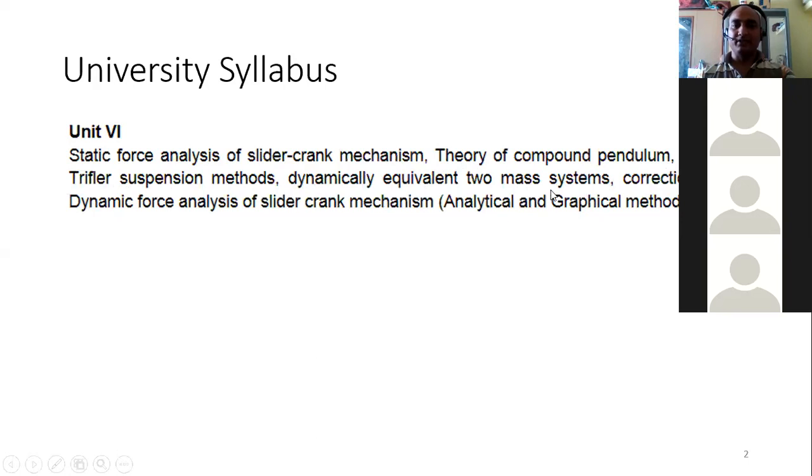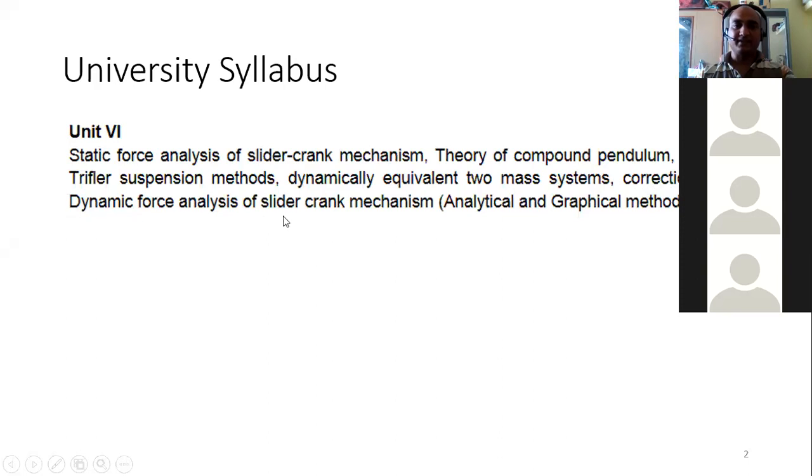So in dynamic equivalent two mass system, what we do? We find out M1, M2 and L1, L2. Then correction couple we have seen. If suppose it is not possible to place the two masses at the distances L1 and L2, okay, which will make the system dynamically equivalent, in that case, what we'll do? We'll place the masses at arbitrary distances and we'll find out the correction couple. Okay, that also we had seen.